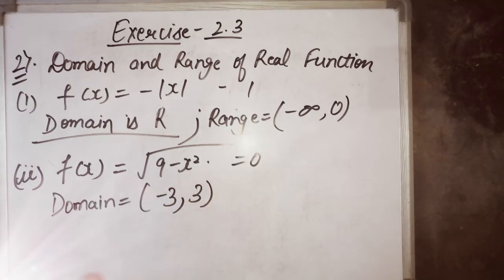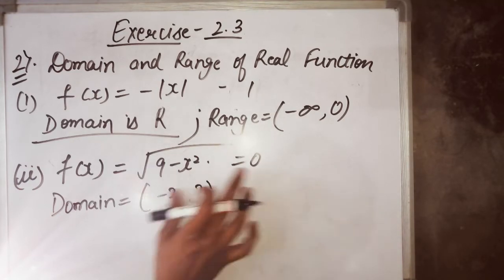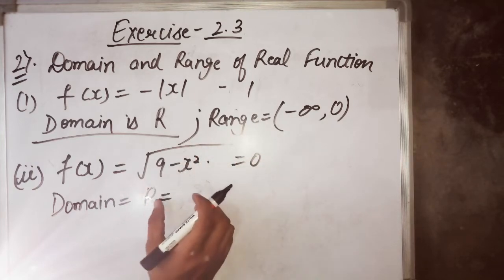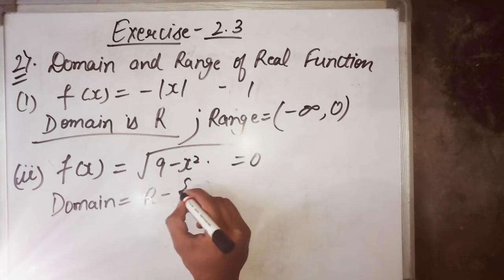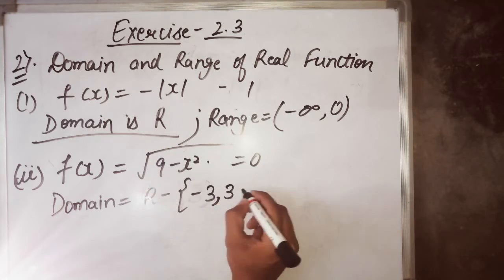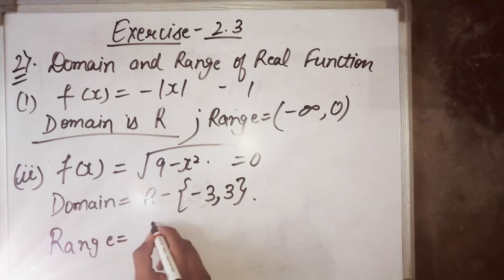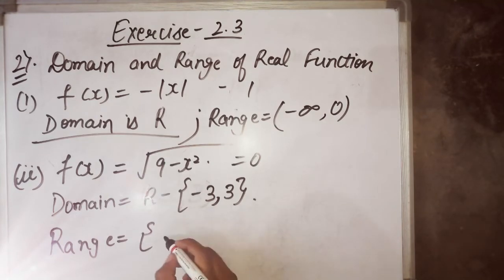And for the domain, remember that we need not get 0, so we always need to remove those values. You will have domain R minus {-3, 3}. And the range, think about it, what will the range be? The range will lie from 0 to 3. Okay, 0 to 3.